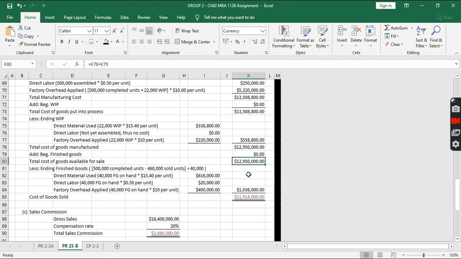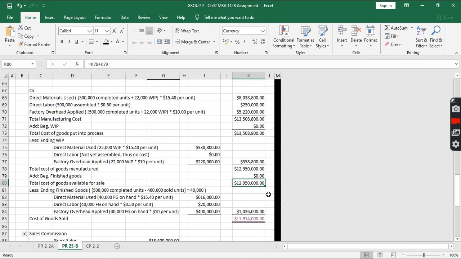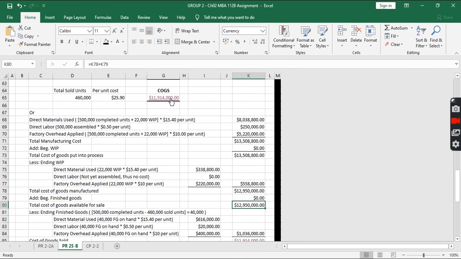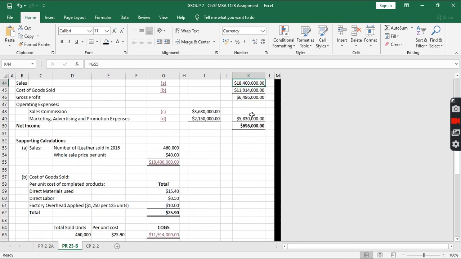So total cost of goods available for sale less the ending finished goods inventory should give us our cost of goods sold, which is actually equal to the amount that we have calculated here using our shortcut. So deduct those two amounts, and we'll get our gross profit.